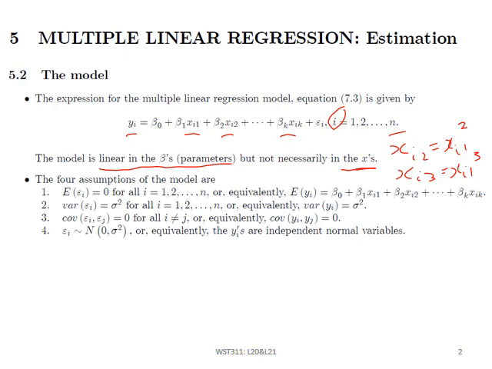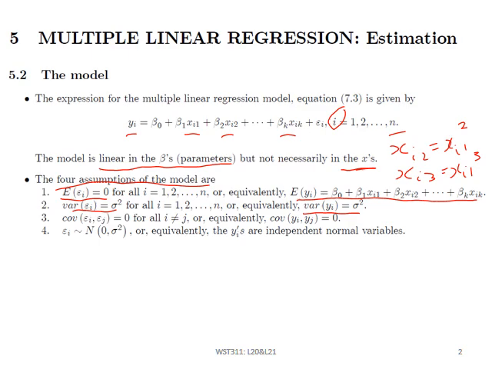As in the case of simple linear regression, we also need to make assumptions for our model. The assumptions are very similar. We first take the expected value of the error to be equal to 0 for all i, which is equivalent to the equation which we have here. Also, the variance of the error is equal to sigma squared. That is also for all i, which is equivalent to stating that the variance of y equals sigma squared.